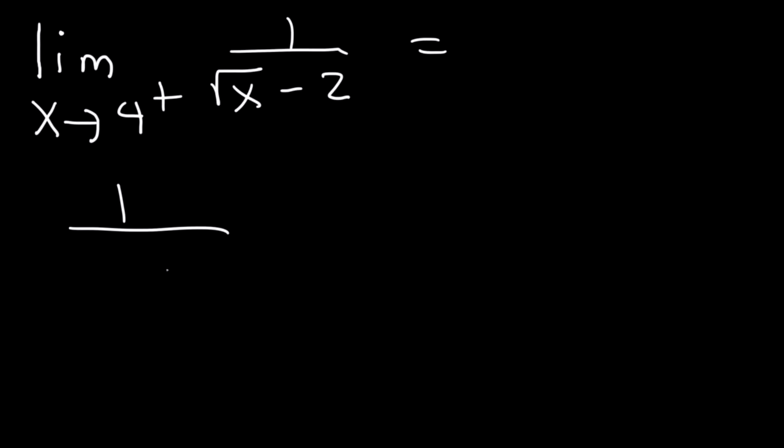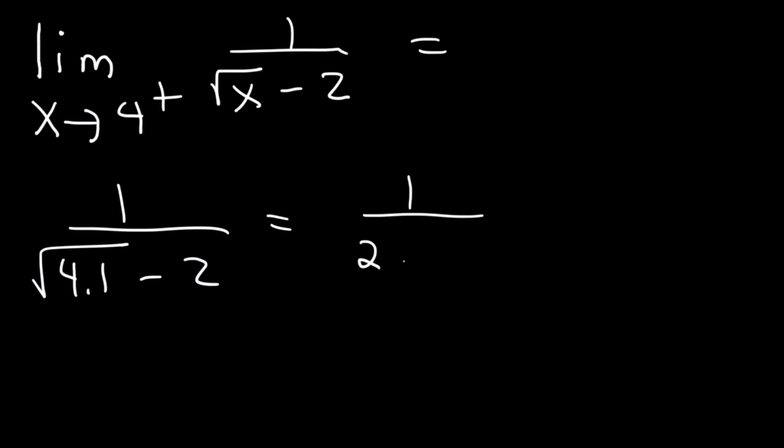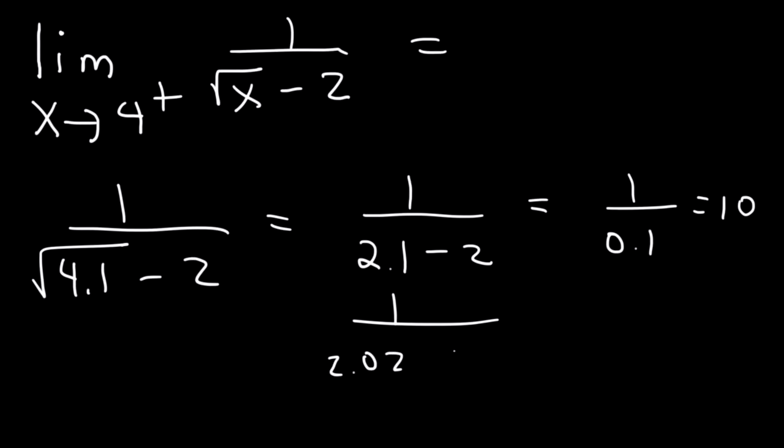So let's substitute x with 4.1. The square root of 4.1 is going to be a number that's just above 2. So let's make a number. Let's say 2.1, if we don't have access to a calculator. It's probably going to be less than 2.1. 1 divided by 0.1 is 10. So this is a relatively large positive number. The actual value of the square root of 4.1 is 2.025.